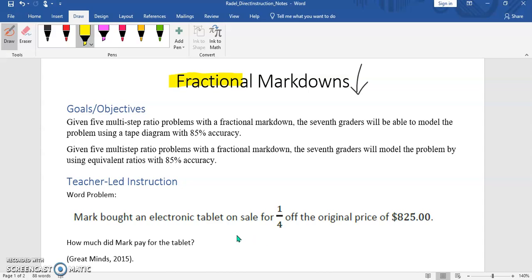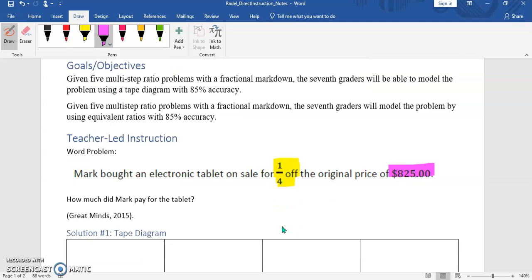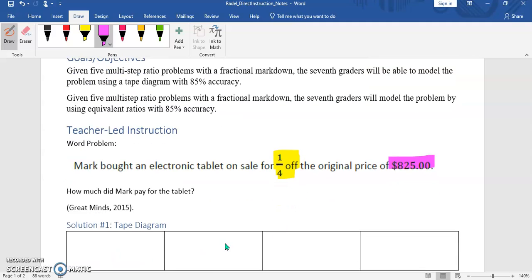He bought the electronic tablet on sale for 1/4 off the original price of $825. So this is the original price, and this is the markdown. If we could find what 1/4 of this number is, then we could just take that away from the original price, and we would have our new price, the sale price. Because it is 1/4, let's make a tape diagram with 4 parts.